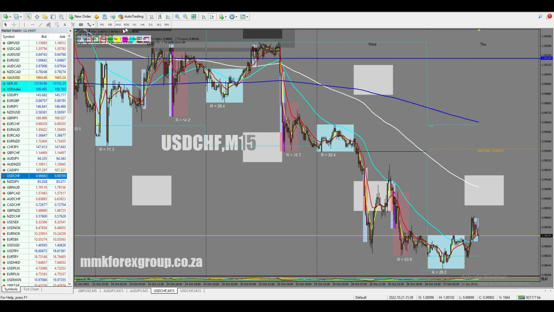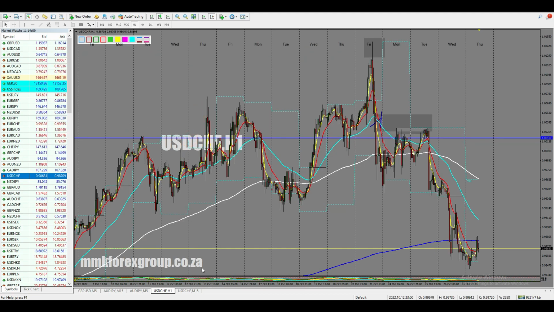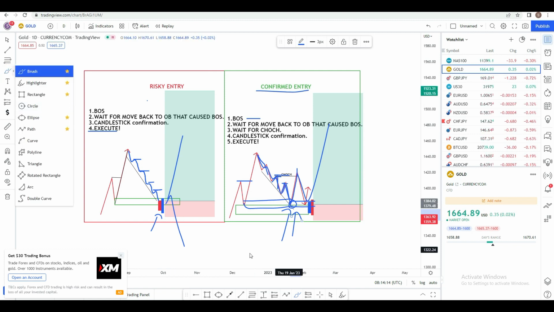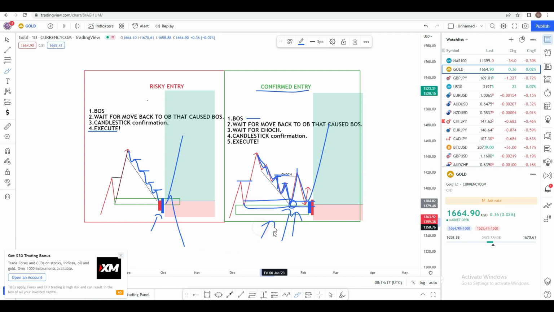So you actually need to go and back test this, guys. It's always good for you to wait for such confirmed entries. Now on the risky entry, sometimes you might get a sniper trade. That's one of the advantages, but it's risky. You can actually get a nice sniper trade, because price sometimes will just tap into it and continue shooting up and never give you a chance to enter the market.